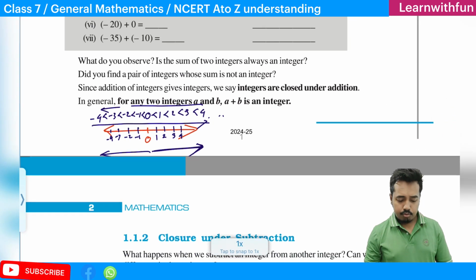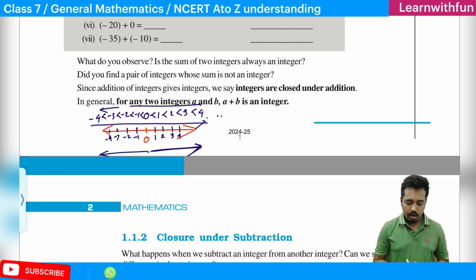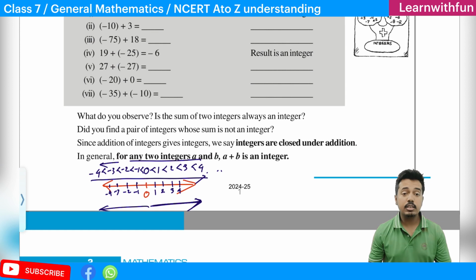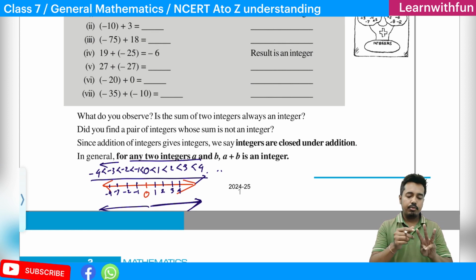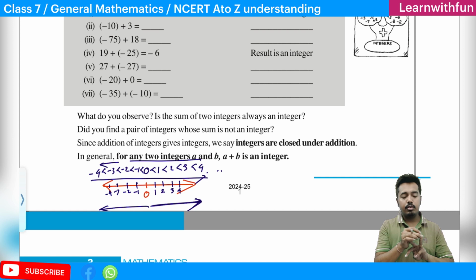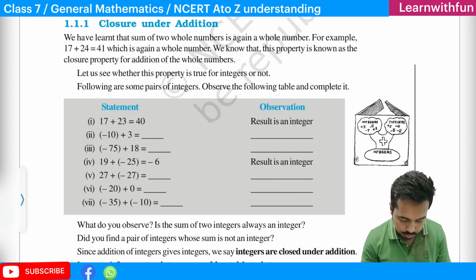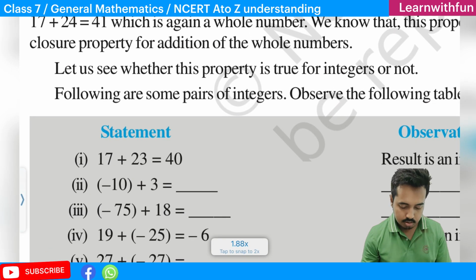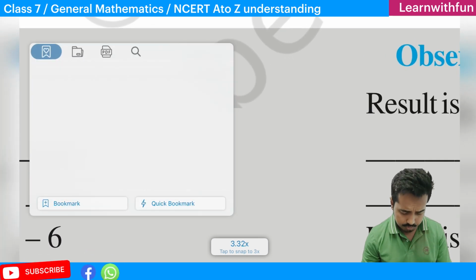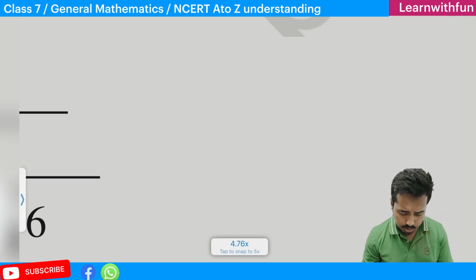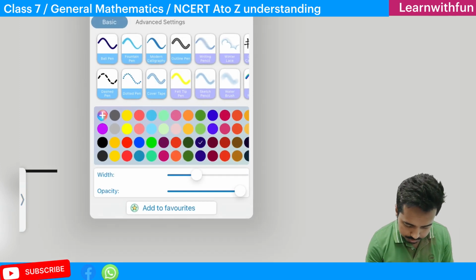Now we will try to learn the properties of integers. Integers include three types of numbers. The first one is positive, the second one is negative, and the third one, there is only one number of that type, which is 0, which is neither positive nor negative. Now we will move to the closure property, closure under addition. Before moving to the closure property, we will look into some concepts.